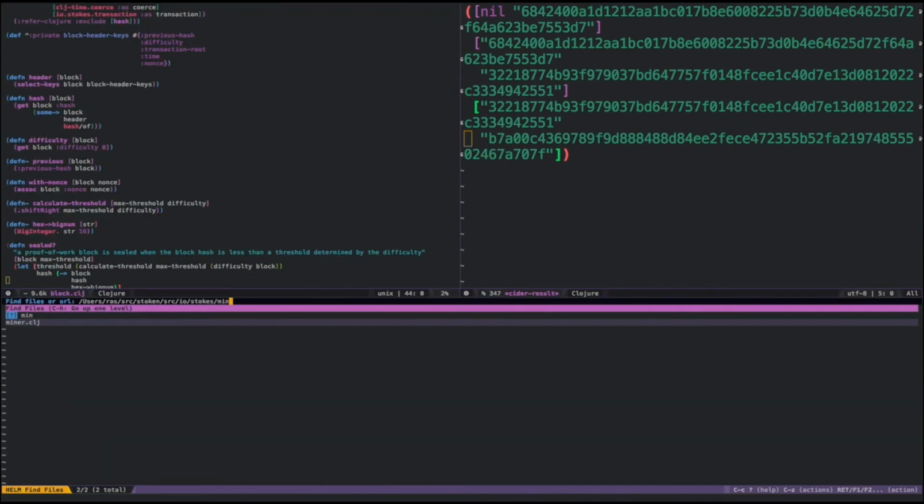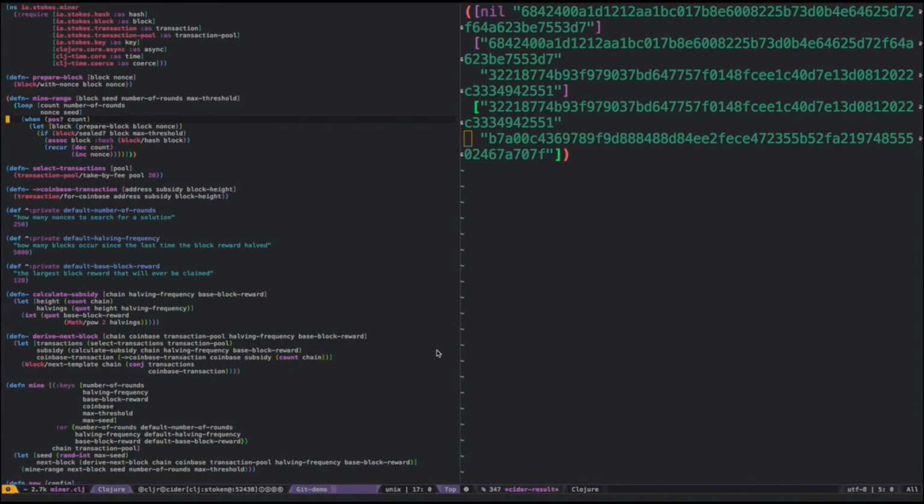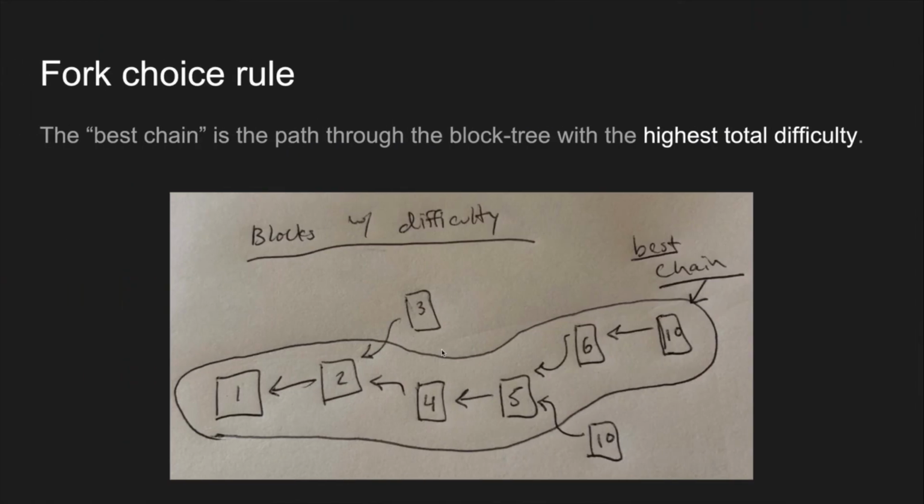Basically, it's based on the previous difficulty, and the way you change it is to keep this block time at 2 minutes. So if the difficulty is harder, then it will take longer, and then you can change the difficulty each block time so that on average you have 10 minutes in between blocks.